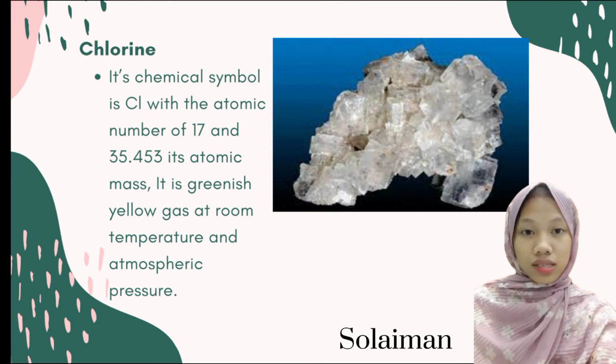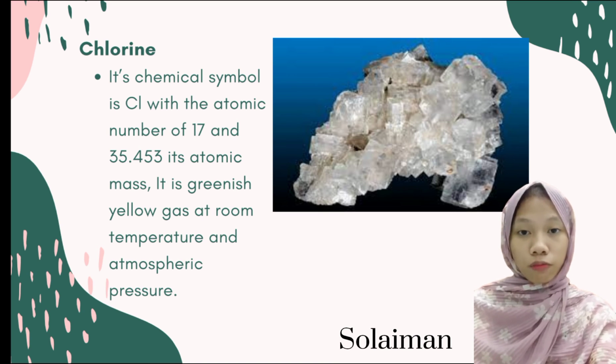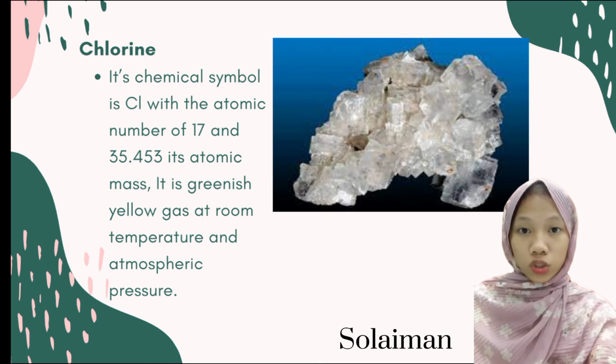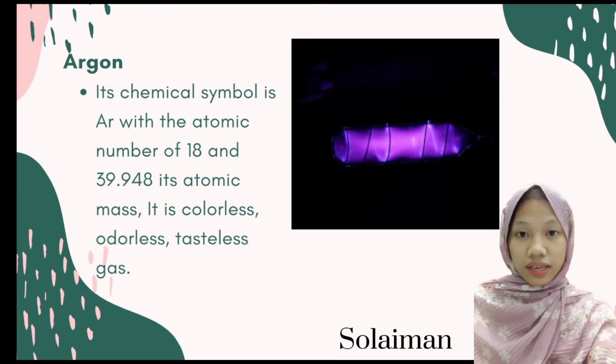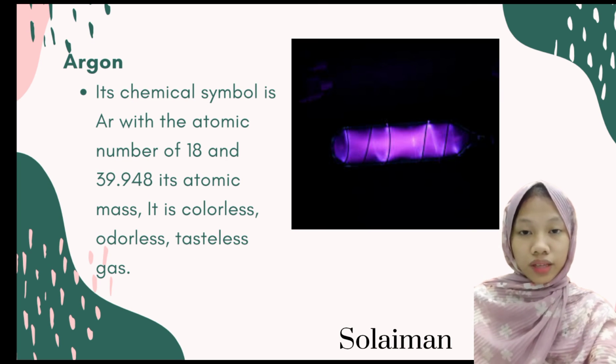Chlorine. Its chemical symbol is Cl with the atomic number of 17 and 35.453 its atomic mass. It is a greenish yellow gas at room temperature and atmospheric pressure. Argon. Its chemical symbol is Ar with the atomic number of 18 and 39.948 its atomic mass. It is a colorless, odorless, tasteless gas.